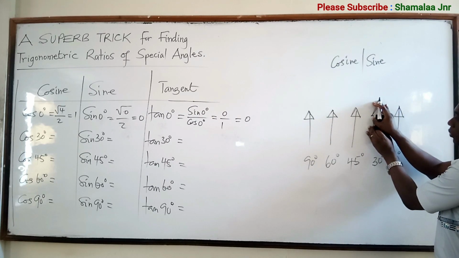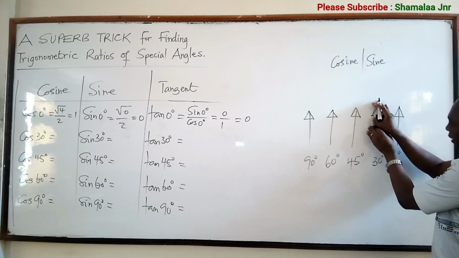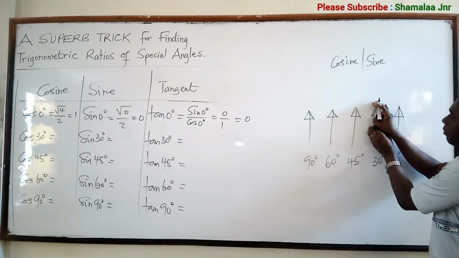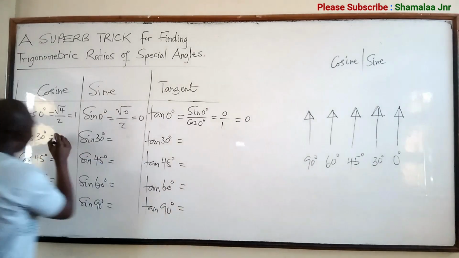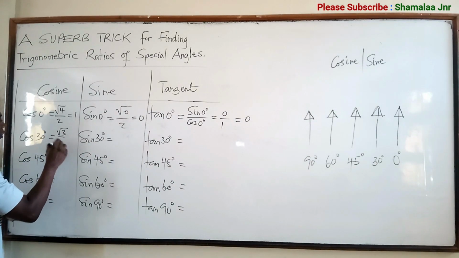When you cover this arrow, then cos 30 degrees will be the square root of the number of arrows on the left hand side of the covered arrow. That is 1, 2, 3. So square root of 3 over 2. So you can write it: square root of 3 over 2.